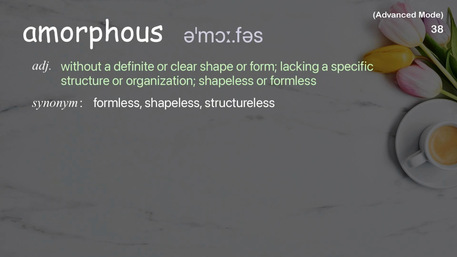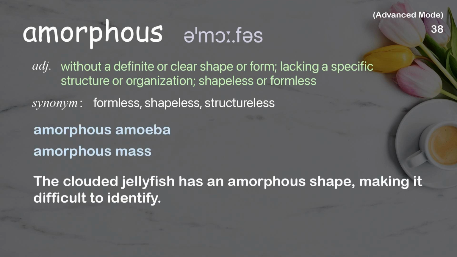Amorphous. Without a definite or clear shape or form, lacking a specific structure or organization, shapeless or formless. Examples. Amorphous amoeba. Amorphous mass. The clouded jellyfish has an amorphous shape, making it difficult to identify.